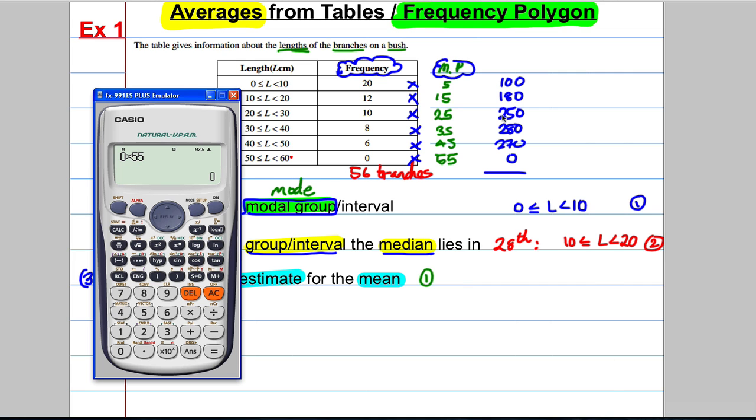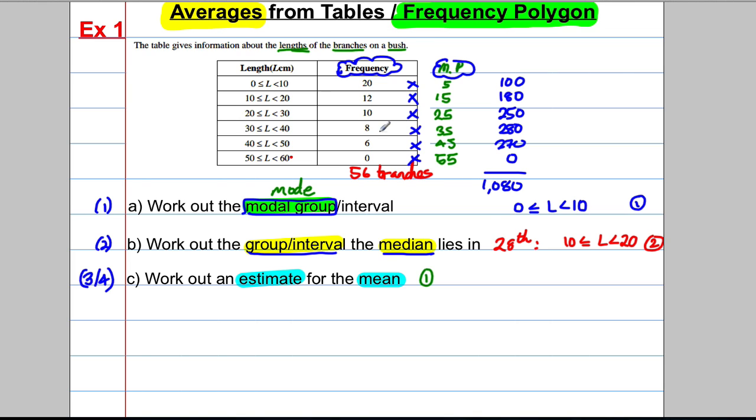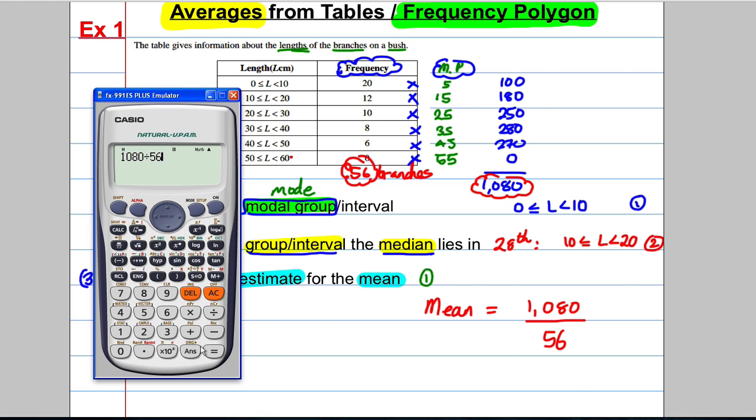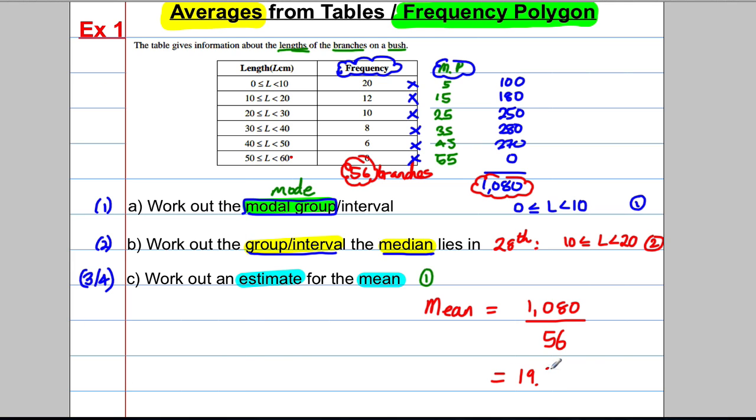Okay, having done that, I add up these numbers. So I'm going to do 100 plus 180 plus 250 plus 280 plus 270. And I'm going to write that total down, which is 1080. Now, the approximation for the mean is always the total of that column where we multiplied these two columns, so it's 1080, and we divide it by the total frequency, the total number of branches, which was 56. So we do 1080 divided by 56, and we get ourselves 19.22. Let's round it to 19.3 to 1 decimal place.